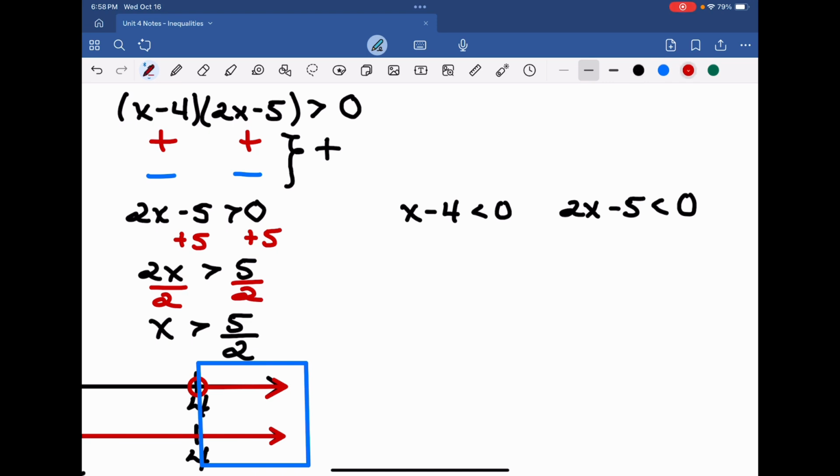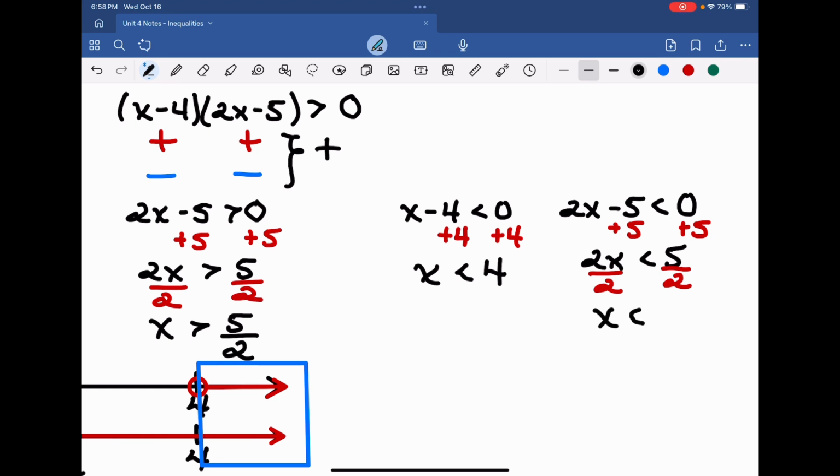Now, isolating these, again, we're going to add 4 to both sides, just as we did in our previous inequalities. I'm going to write this as x is less than positive 4. For my other one, we're going to add 5, just as we did in the previous inequality, which will end up giving us 2x is less than positive 5. We divide both sides by the 2, and we end up getting that our x value is less than 5 over 2. And I want to make sure that's a less than symbol, not some sort of bracketed term.